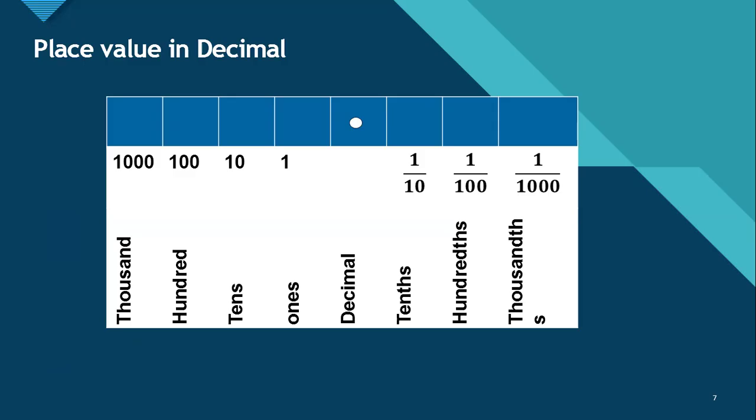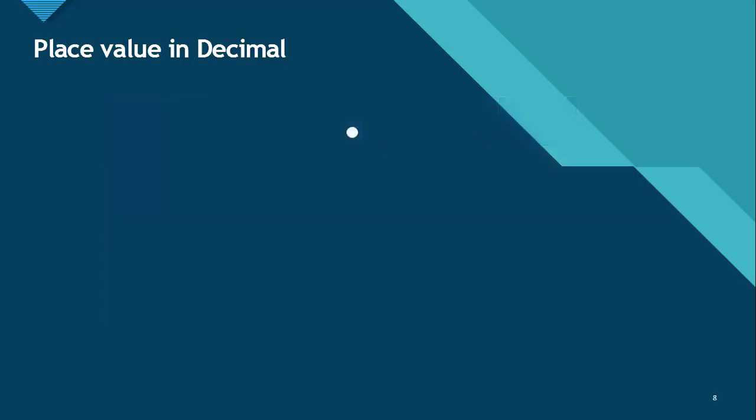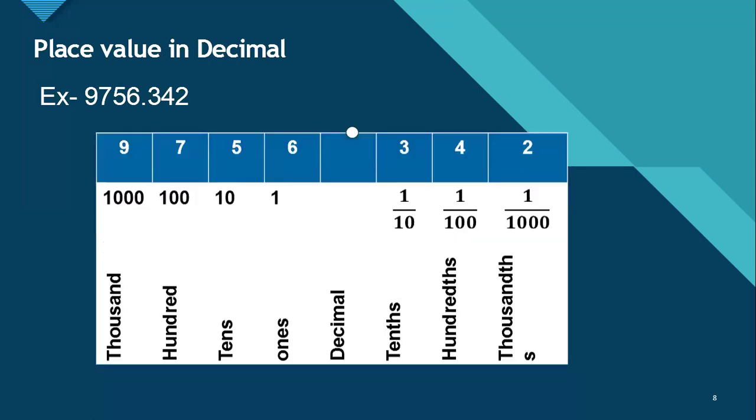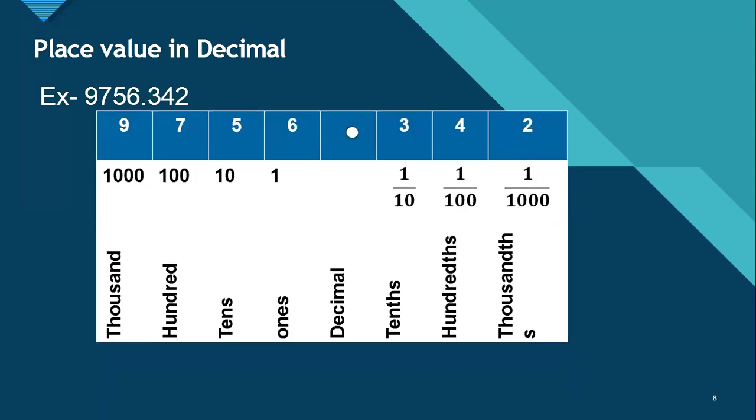Let's quickly move to the next slide for the example of place value. Suppose we have the number 9,756.342. How will we represent it in decimal values? Simply, we will write the number in the positions and then we will see. For the whole part, the 9 is in the position of 1000. So the place value will be 1000.